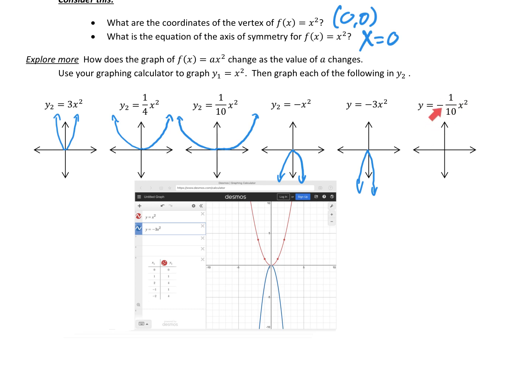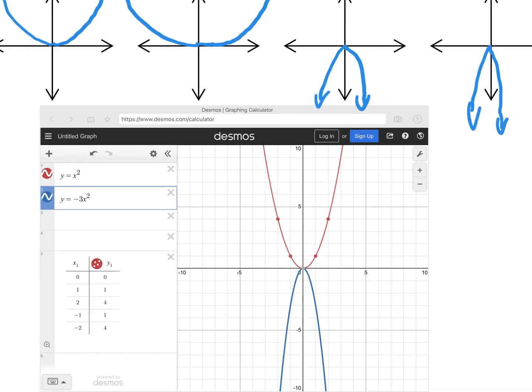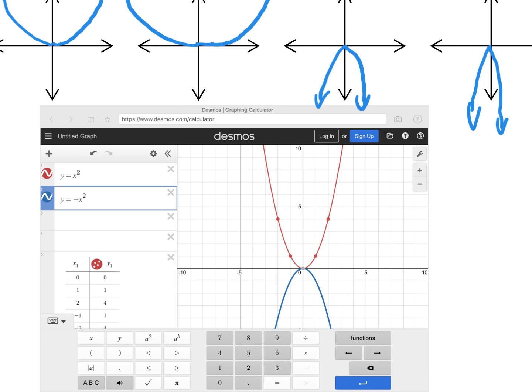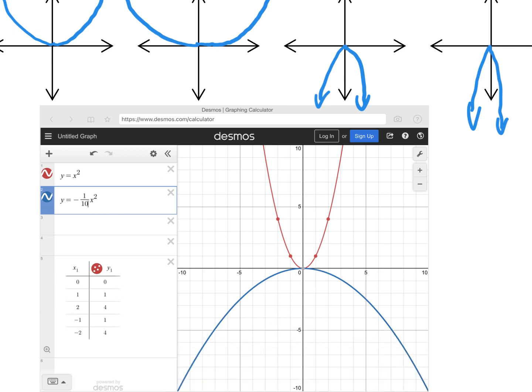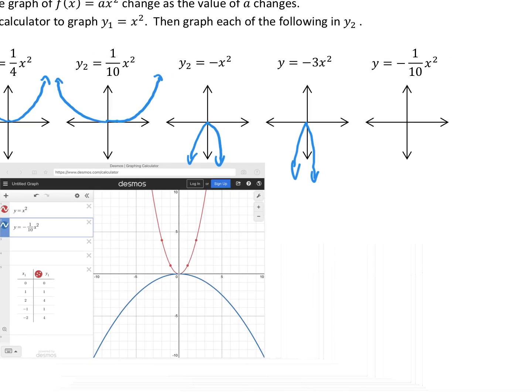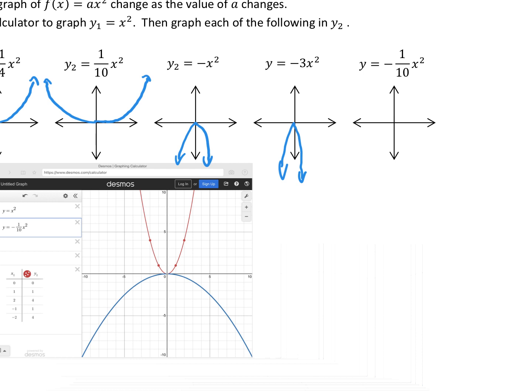So can you think about what this one's going to do? It's probably going to be the exact opposite of this, right? And that is what's going to happen. So if we have negative 1/10, there it is. So it's flipped upside down, and it's wider than the standard y equals x squared.